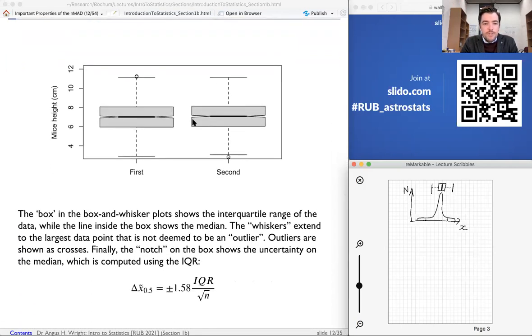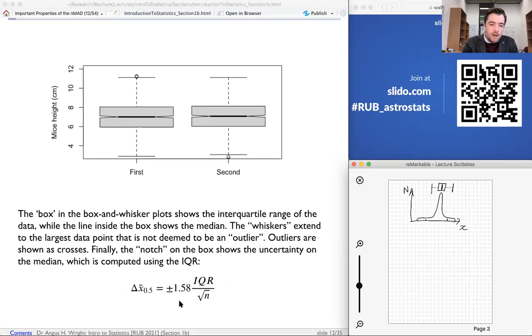The last thing to note here is the notch that you can see on the box and whisker plot, something that you might not see on all box and whisker plots. What that notch tells you is essentially the confidence that I have in where the median sits. So this relates to the uncertainty on the median. The uncertainty on the median, or rather what's called the 95% confidence region on the median, is defined using this formula here, which is plus or minus 1.58 times the interquartile range divided by the square root of the number of elements, the number of data points in the data set.